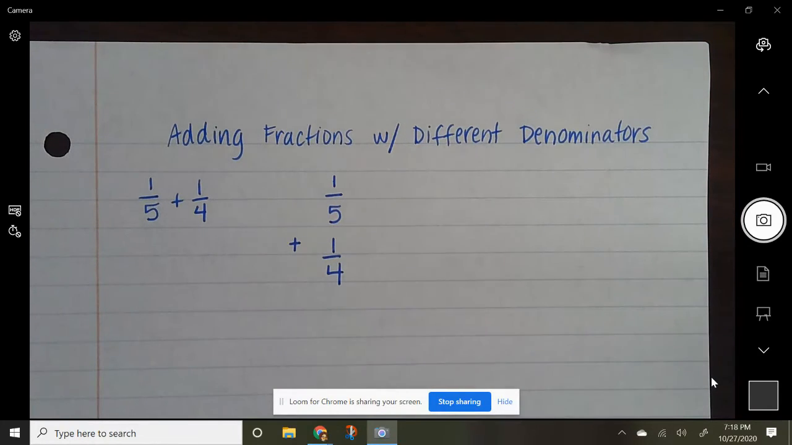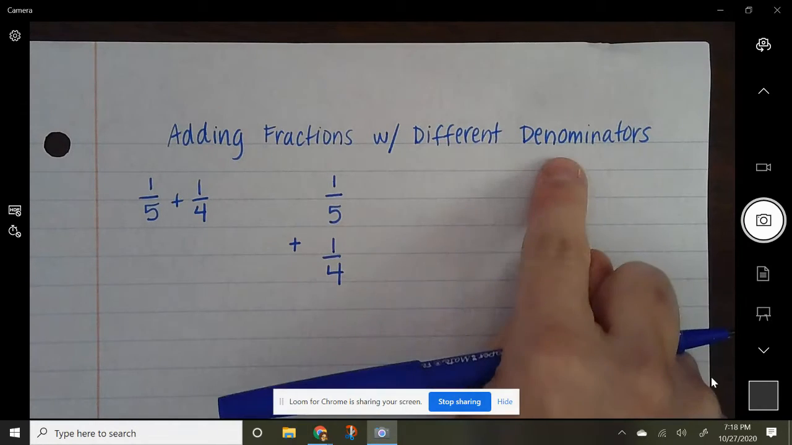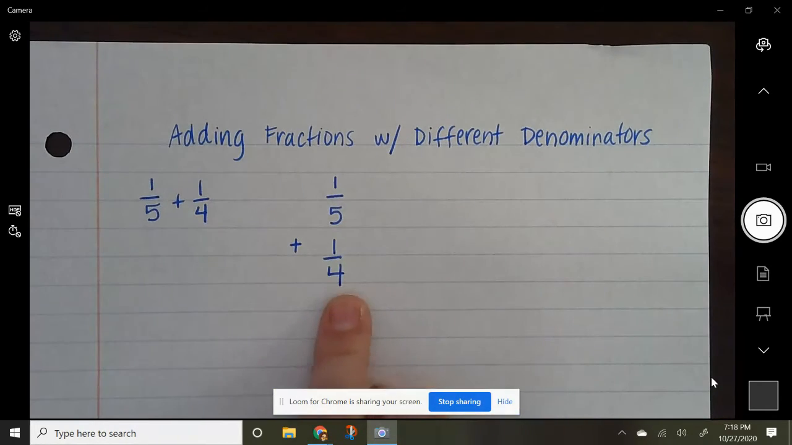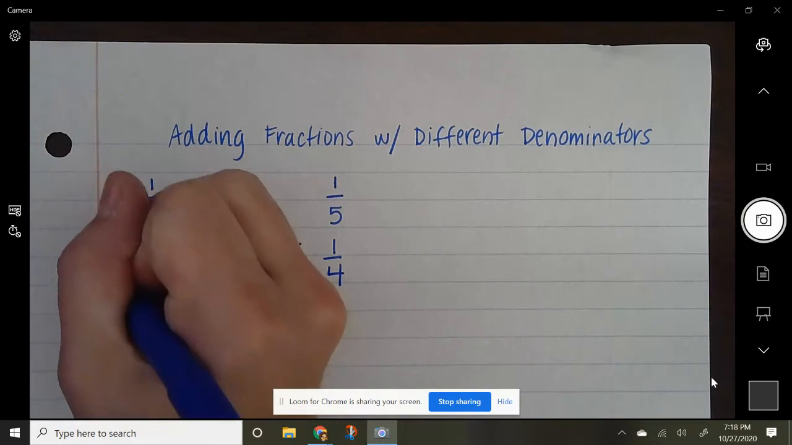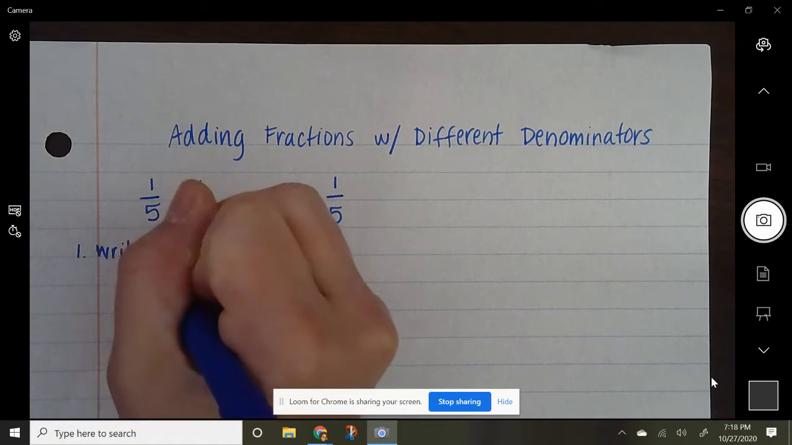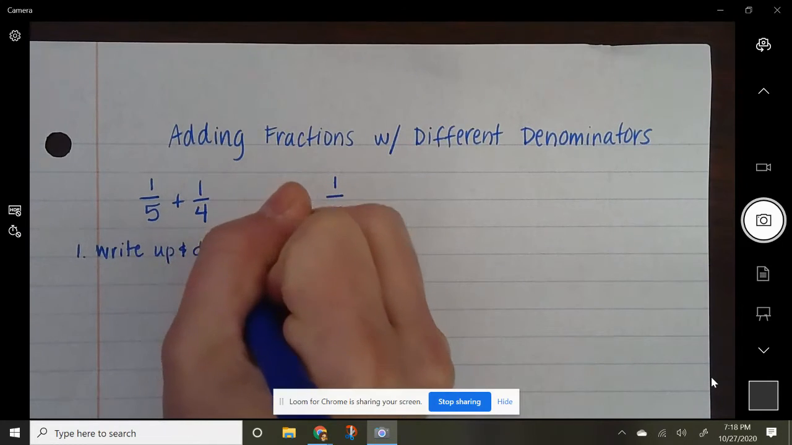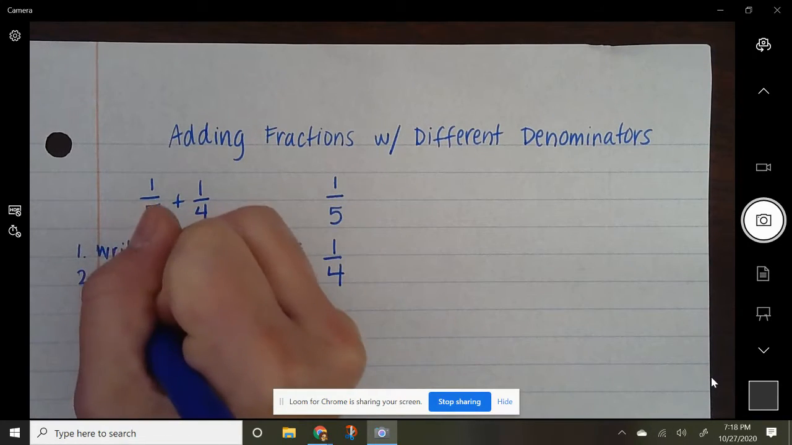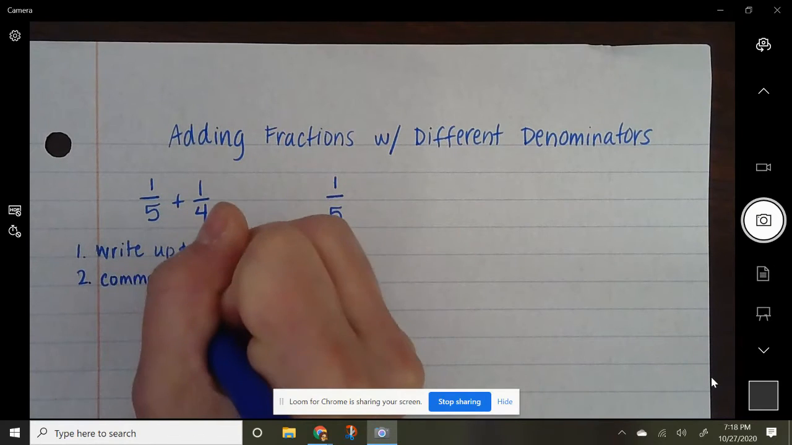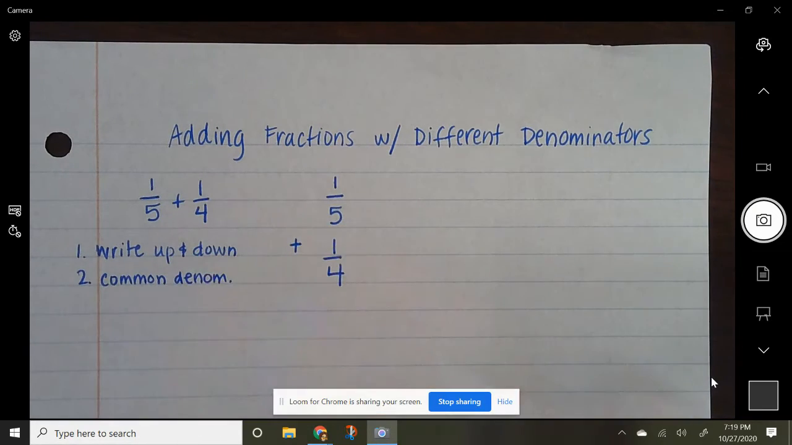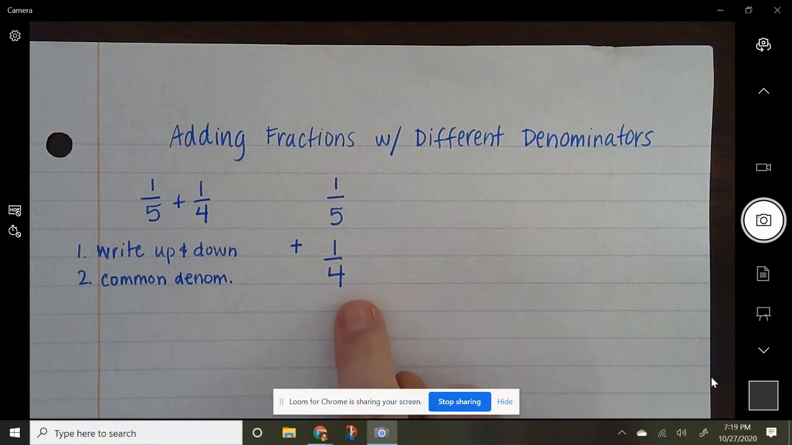Step 2 is to make sure the bottoms, which are the denominators, are the same. As you can see, we do not have that. So step 1, I wrote it right up and down. That was my next one: get a common denominator. I'm abbreviating it. So I got to think, what do they have in common?